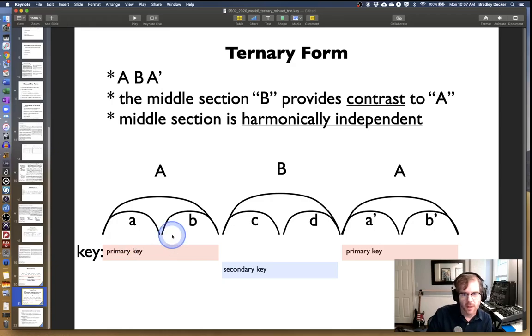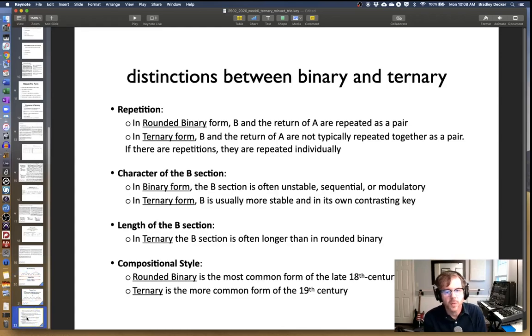Ternary form, however, has three distinct sections: minuet, trio, minuet. Our B section is solidly established in a secondary key. It's a contrast to A. There's no restatement of the original material. So this B section is almost harmonically independent. It's basically on its own. And so that's why the minuet-trio is a really great model for compound ternary, because these sections unto themselves have rounded binary forms, and their own keys. So that basically sums up our distinctions between rounded binary and compound ternary.